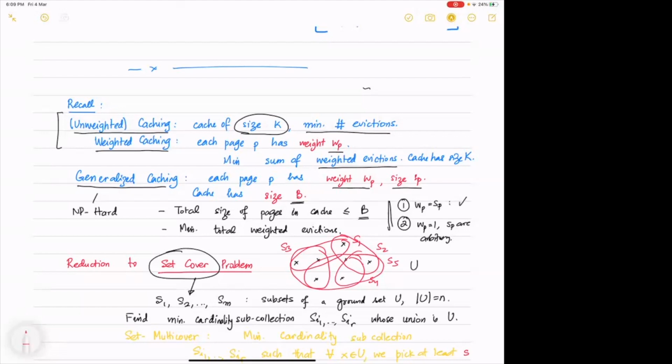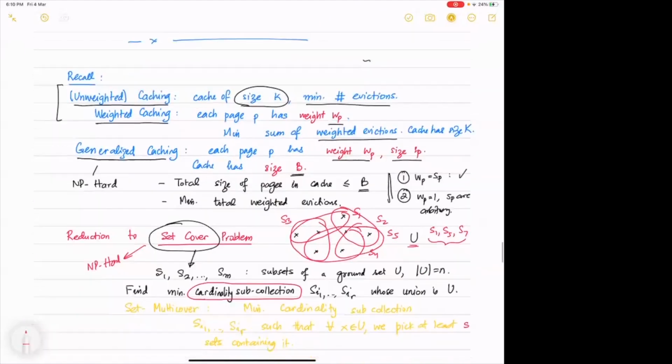What you want to do is pick a sub-collection of these subsets. Let's say you pick S1, S5, S7, and so on. And what you want is that these sets should cover the entire universe. So every point must be in at least one of these sets. The union of the sets that you pick should be your ground set U. The objective is to minimize the size of this sub-collection, how many sets you're picking. This is called the set cover problem, one of the first problems you study in NP completeness, and it's known to be NP hard or NP complete.